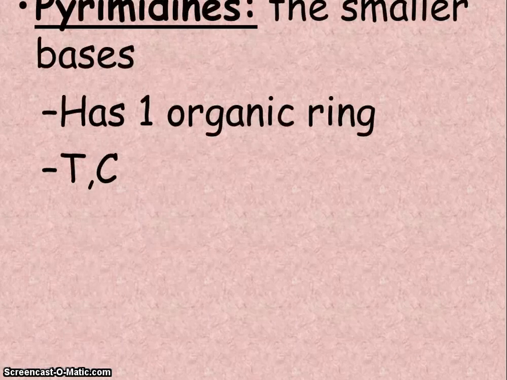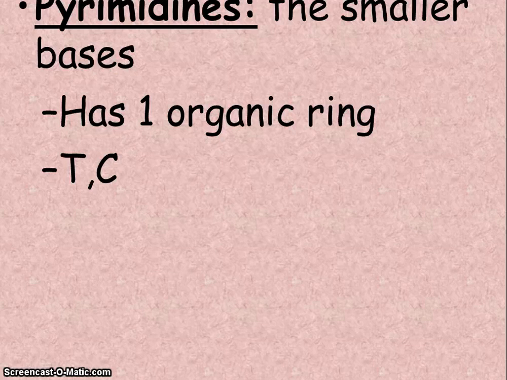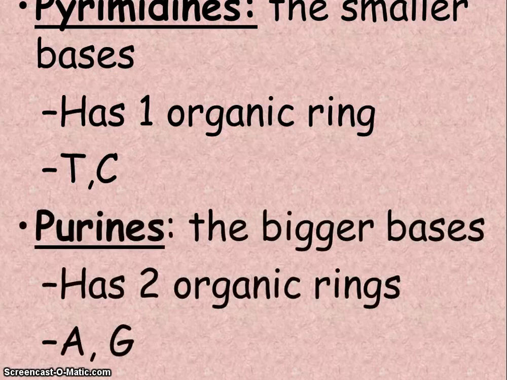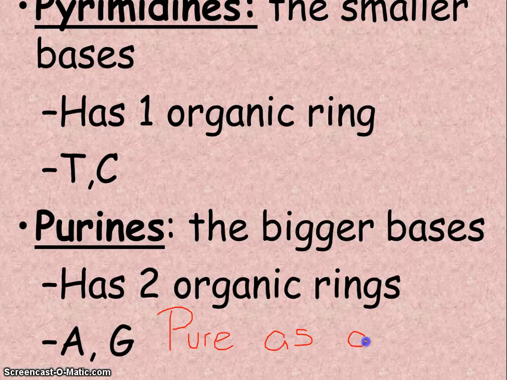Okay? So the smaller bases, the thymine and cytosine, are called pyrimidines because they only have 1 ring, whereas the bigger bases are called purines because they have 2 rings. The examples of them are adenine and guanine. And a way to remember this is the saying "pure as gold." So pure comes from purines.